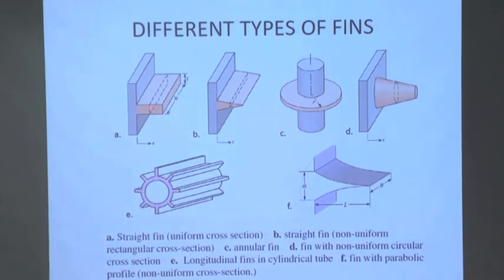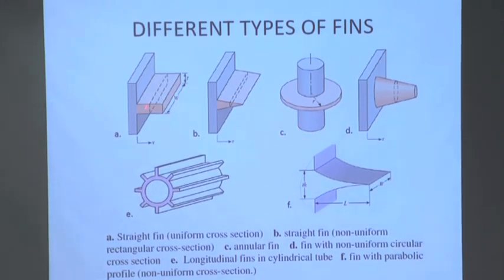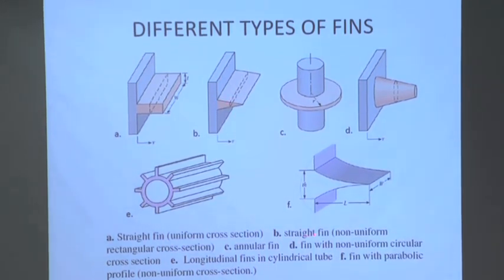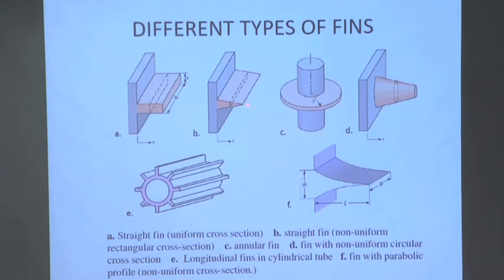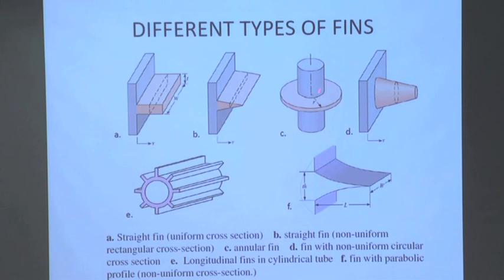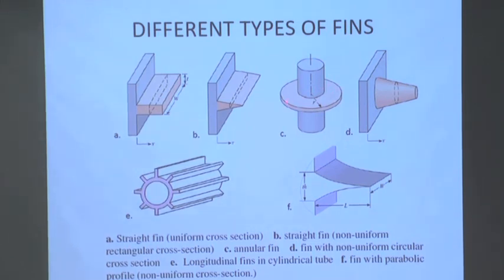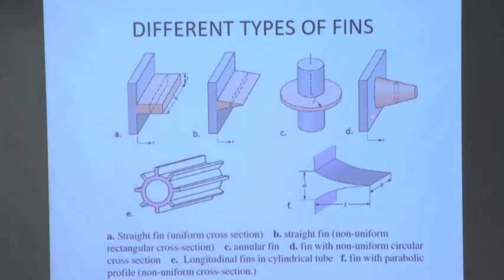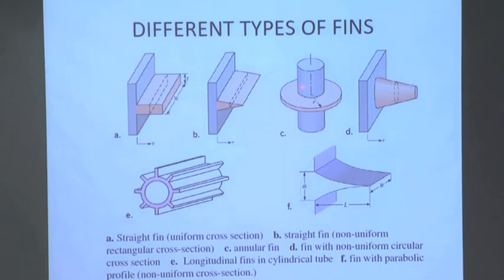This was discussed, and from the conservation of energy principle we developed the differential equation for temperature and solved it under different boundary conditions, different situations. These are different types of fins: straight fins, but with non-uniform cross-section. This is an annular fin, sometimes known as a circumferential fin. In a cylindrical chamber, these are sometimes used in heat exchangers. This type of fin is used, the circumferential or annular fin.